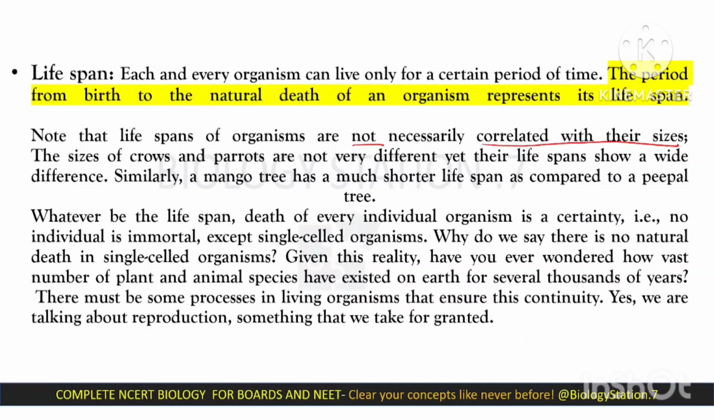Given this reality, have you ever wondered how a number of plant and animal species have existed on the earth for several thousands of years? So there must be some process in the living organisms that ensures the continuity, something which enables the organisms to continue their life process. So what is that process which helps the organisms to survive? It is reproduction, something that we take for granted.